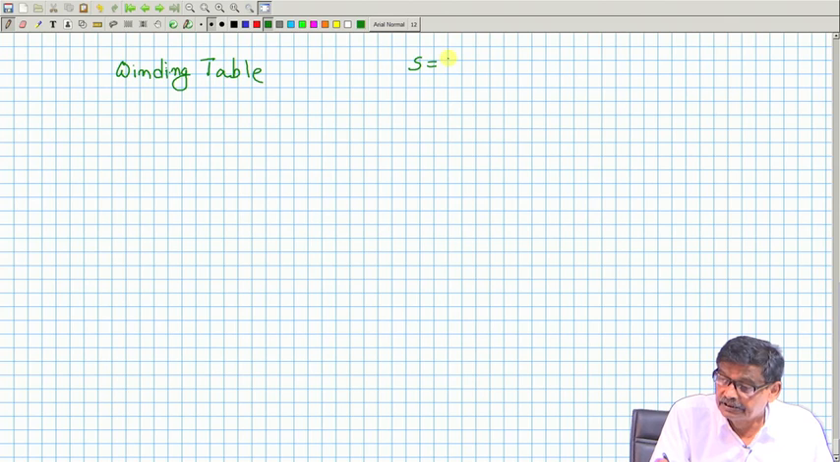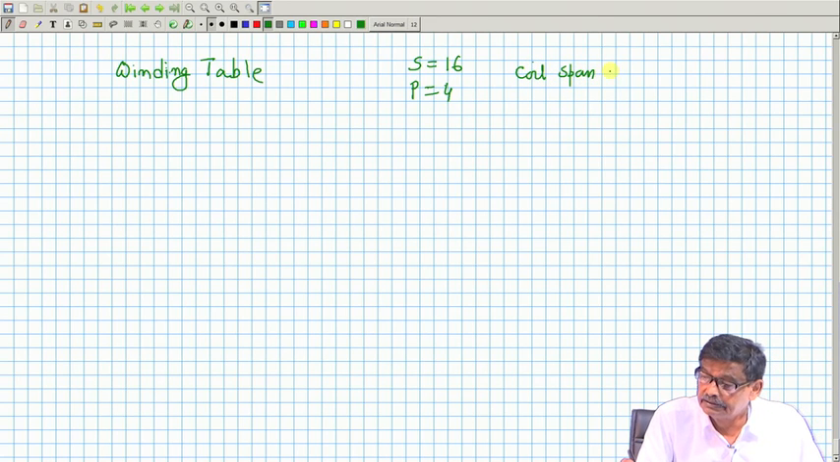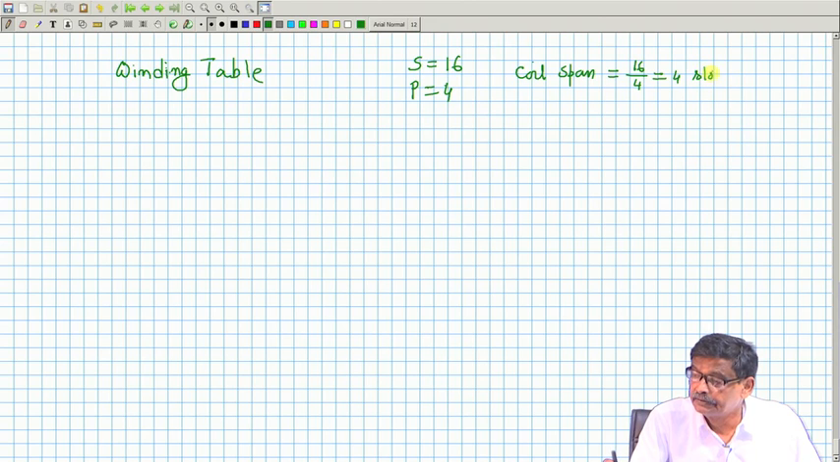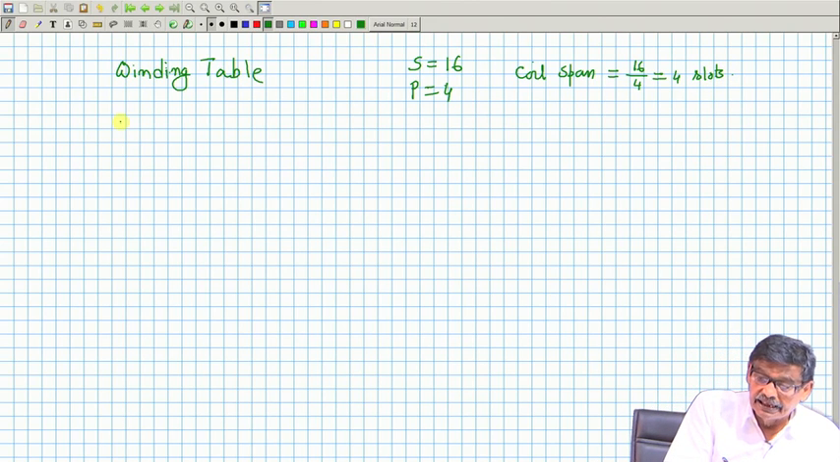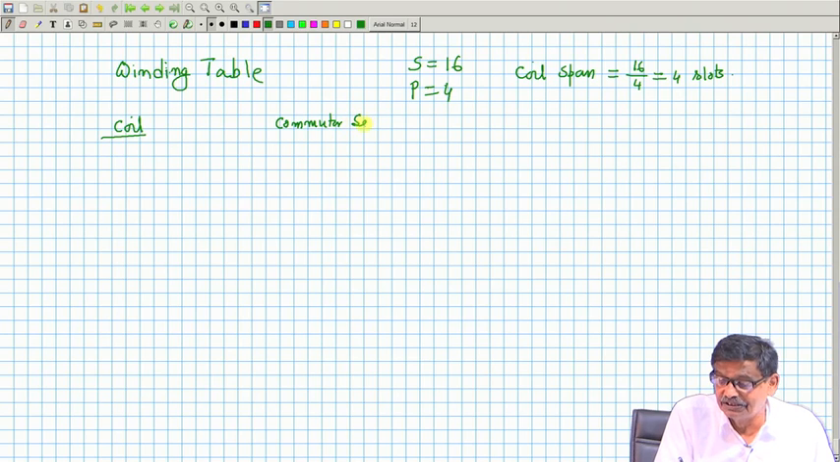Slots equal to 16, P is equal to 4, coil span for maximum voltage is equal to 16 by 4, in terms of slots, 4 slots. So, here now I do like this coil, and here I have to do another thing, commutator segments. Two things must be there.